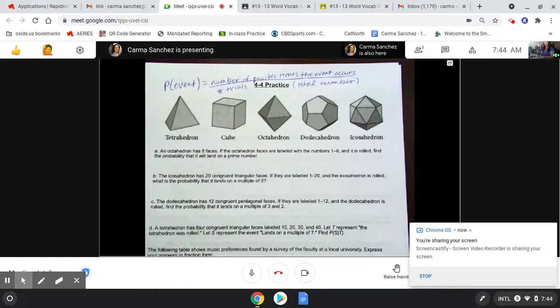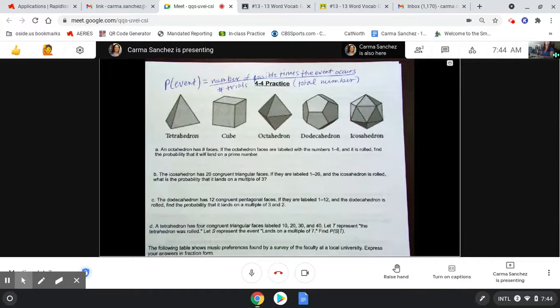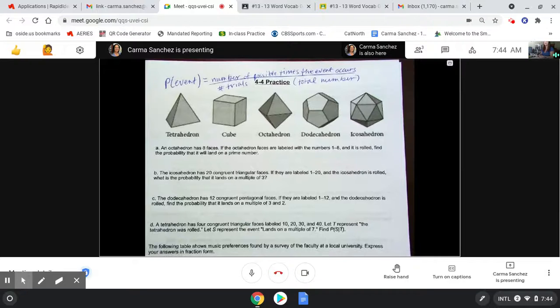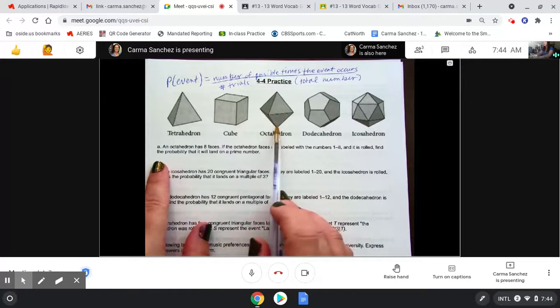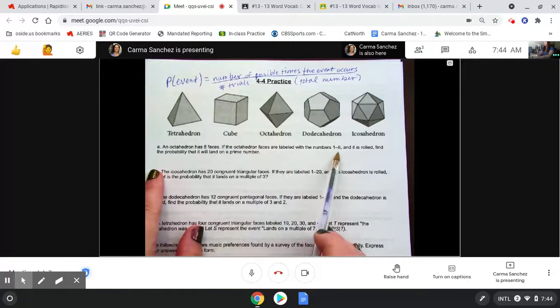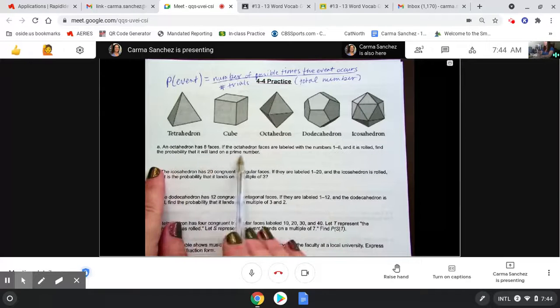All right, we are starting this section 4.4 practice, and this one can be a little bit tricky for some, so I thought I'd make a video for this homework. An octahedron has 8 faces, shows you a picture of one in case you're not sure, labeled with the numbers 1 through 8, and it is rolled. Find the probability it will land on a prime number.